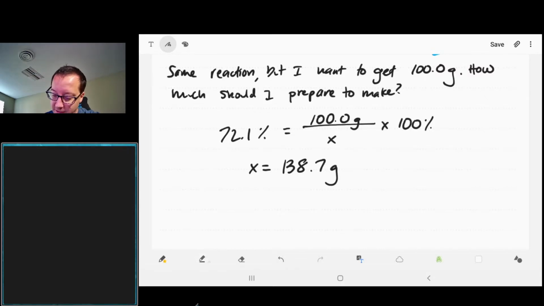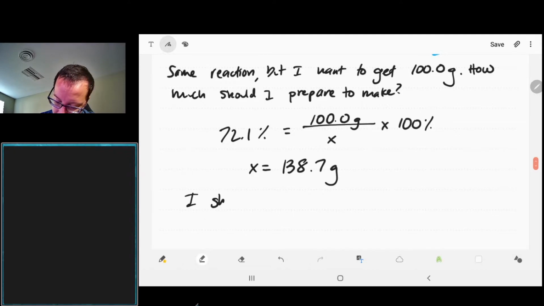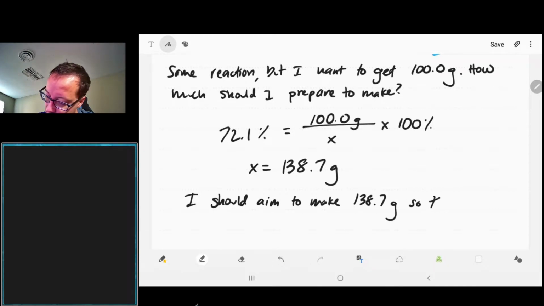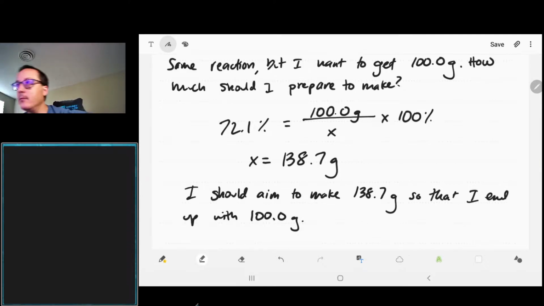So I should plan. I should aim to make that much so that I end up with 100 grams. All right, so you can kind of plan ahead. So again, you can kind of think of this as, like, your cookie recipe.